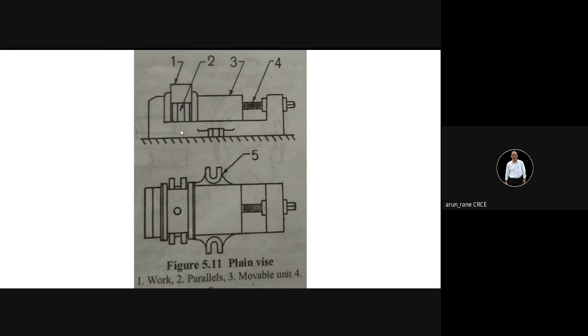Suppose if you don't keep the parallel block, the students make a mistake. They directly keep the workpiece here. So what will happen when you are doing the drilling? The drill, when it is coming out of the workpiece, will hit this base of the vise, and the vise will get damaged or the drill will get damaged. Generally, the vise is hardened, so nothing goes wrong with the vise, but the drill breaks. So you should be careful. That's why you have to keep the parallel block.